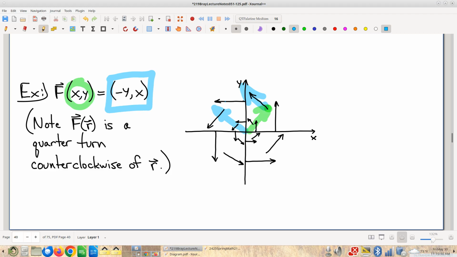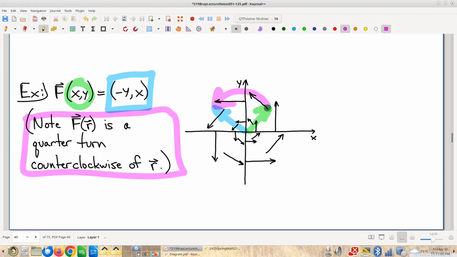And yeah, I know I didn't draw it where I'm supposed to, right? But again, it's a vector. You can draw it wherever you want. It's just not part of the graph picture anymore. But this relationship, what the vector field does to the input position vector to get the output field vector, is a quarter turn counterclockwise.